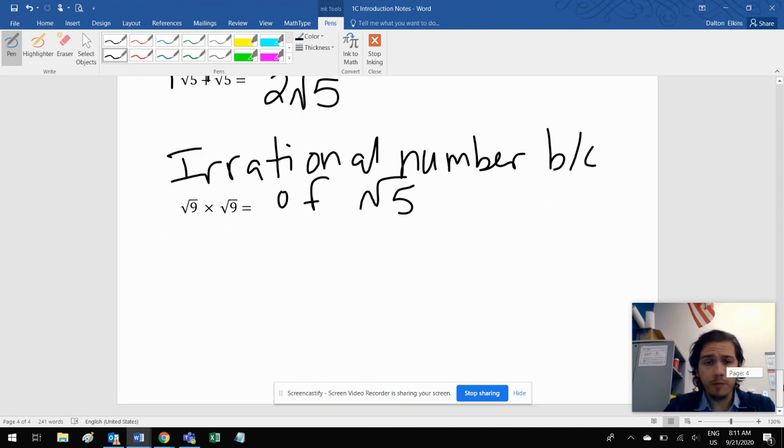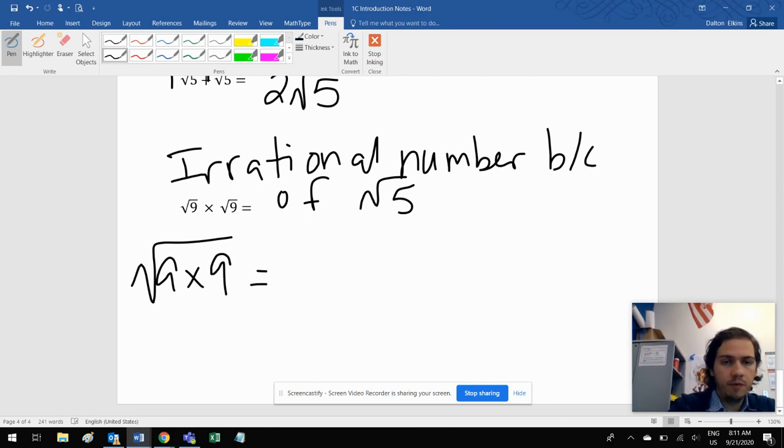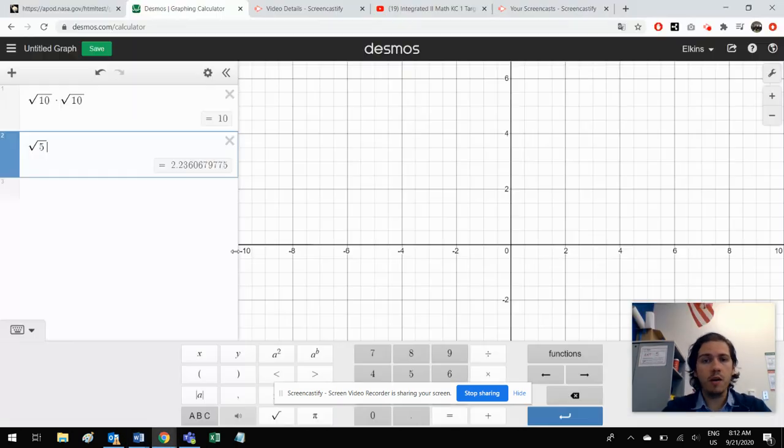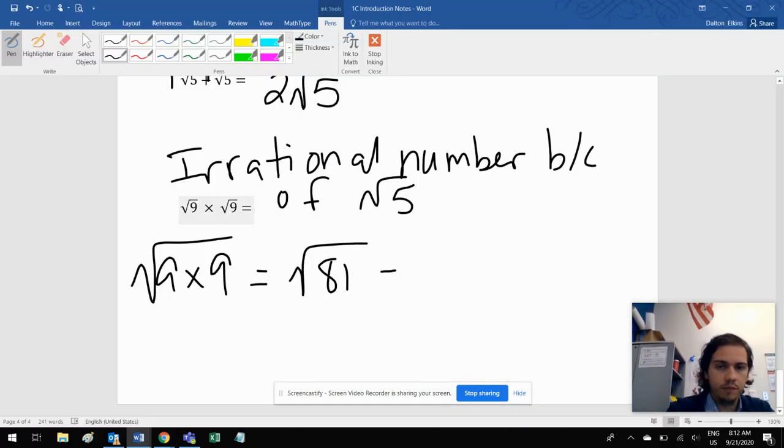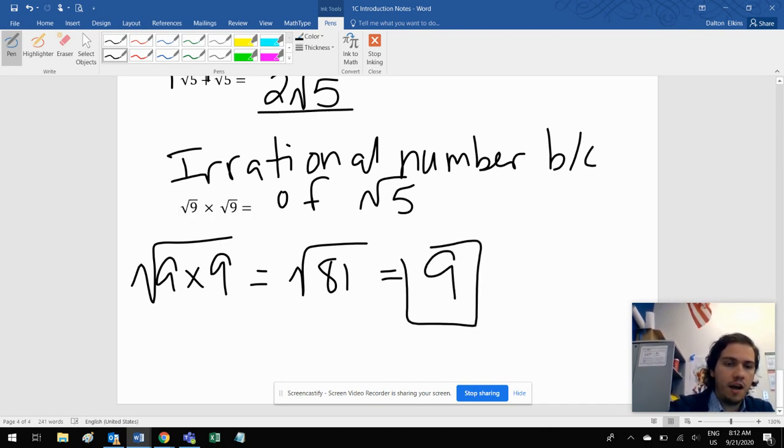So again, if you remember from multiplying radicals, right, we multiply what's inside. Here I get 81. So I could go ahead and do the square root of 81, and let's see if it gives us something nasty like these ones did, which is equal to 9. So 9 is rational.